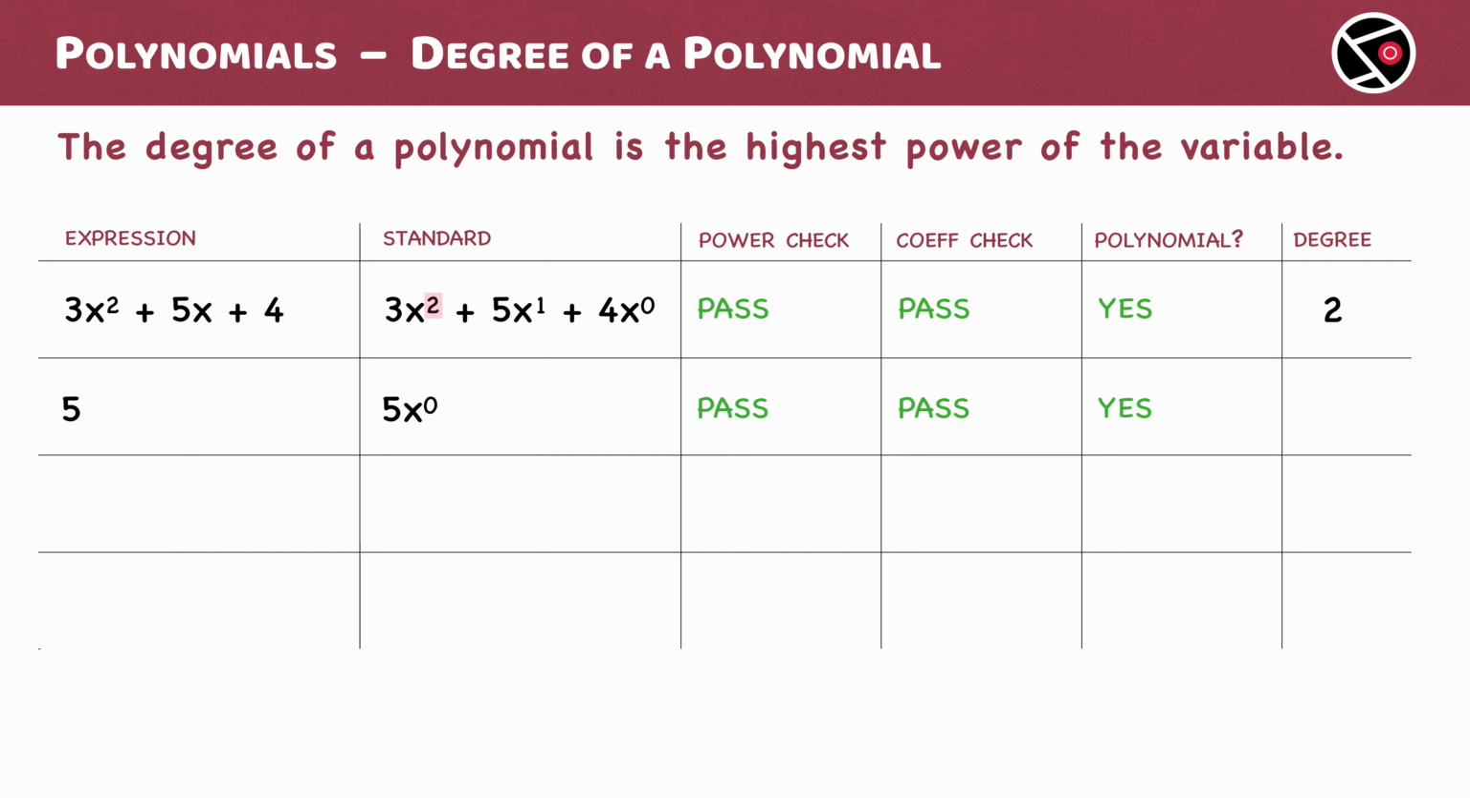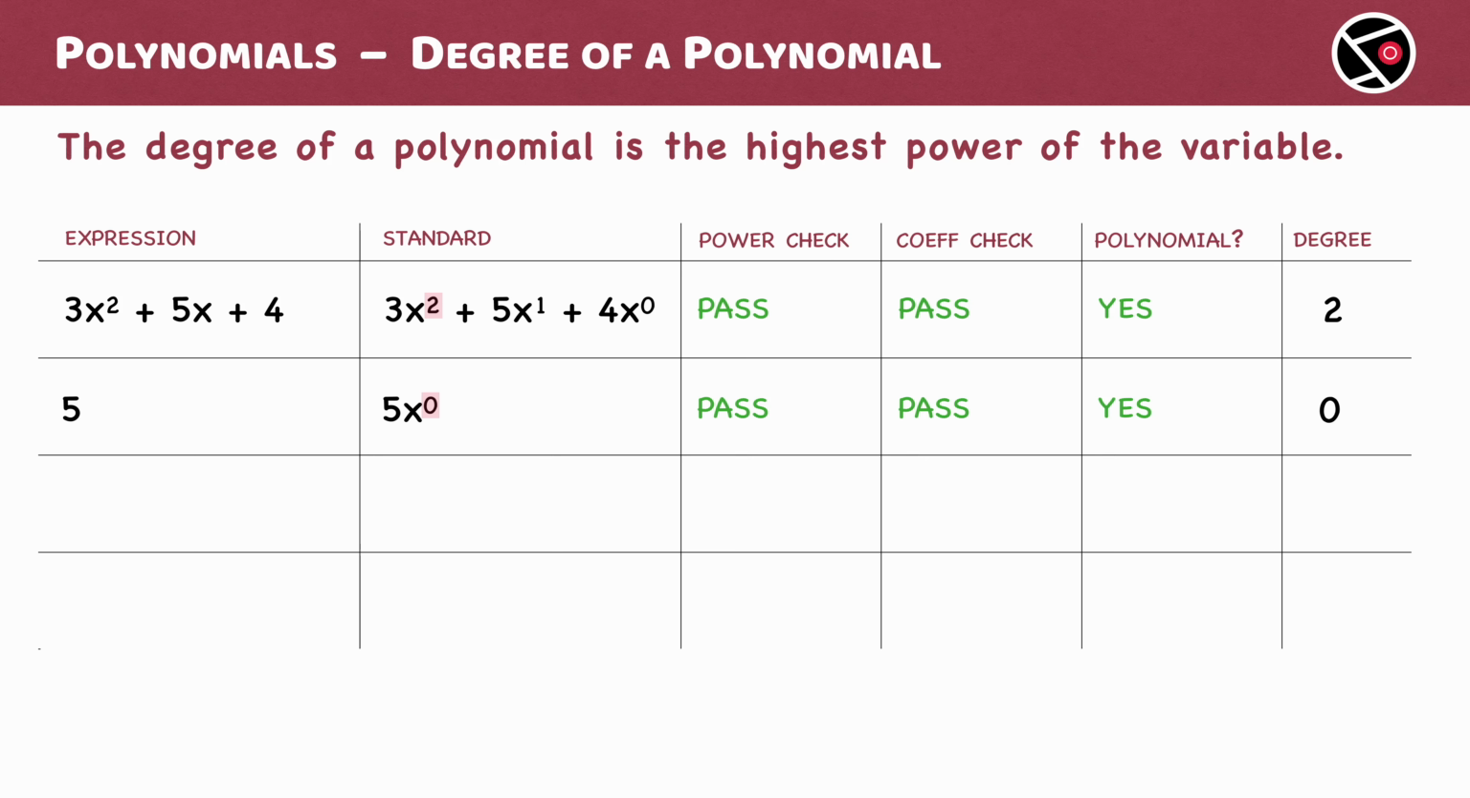Our next expression is simply 5. We can think of this as 5x to the power 0. Here, the highest power of x is 0. So, this is a polynomial of degree 0. Let me now add a few more examples to our list.